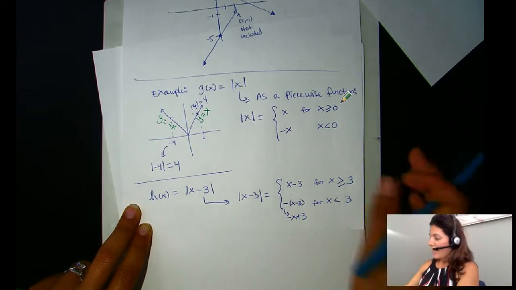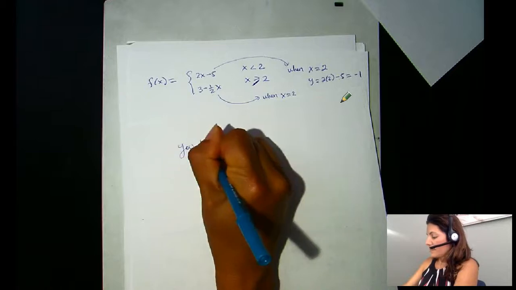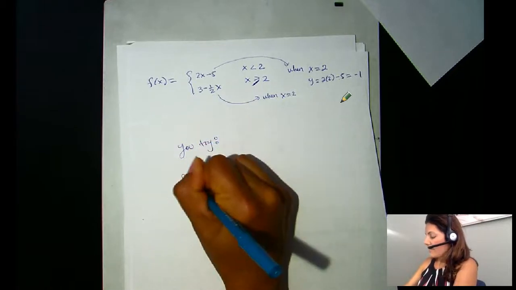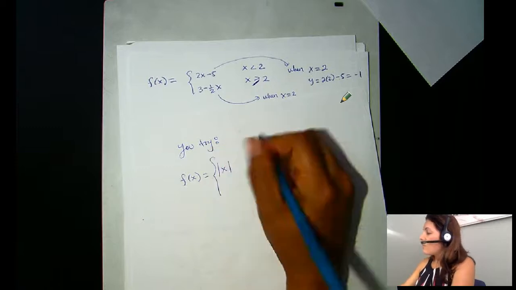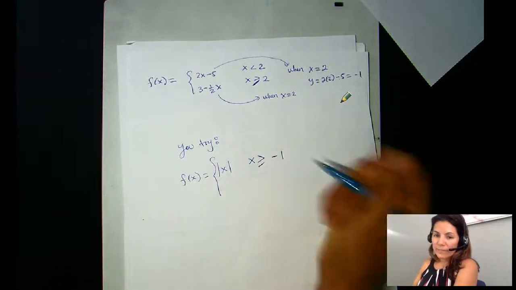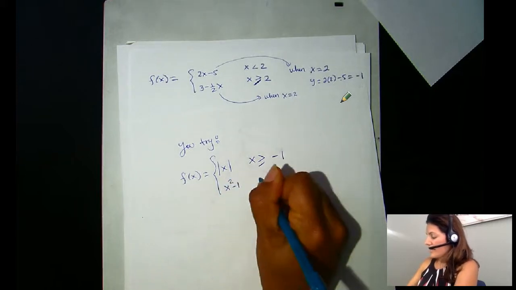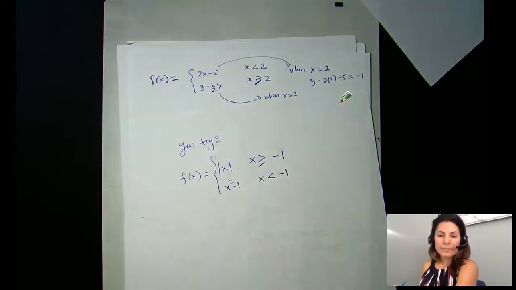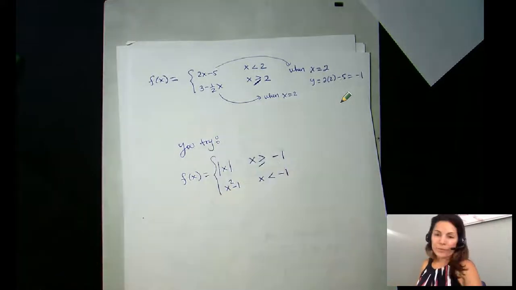So, on your own, I want you to try graphing f of x equals the absolute value of x for x greater than or equal to negative 1, and x squared minus 1 for x less than negative 1. So try that, and we can talk about this next time we are in class.